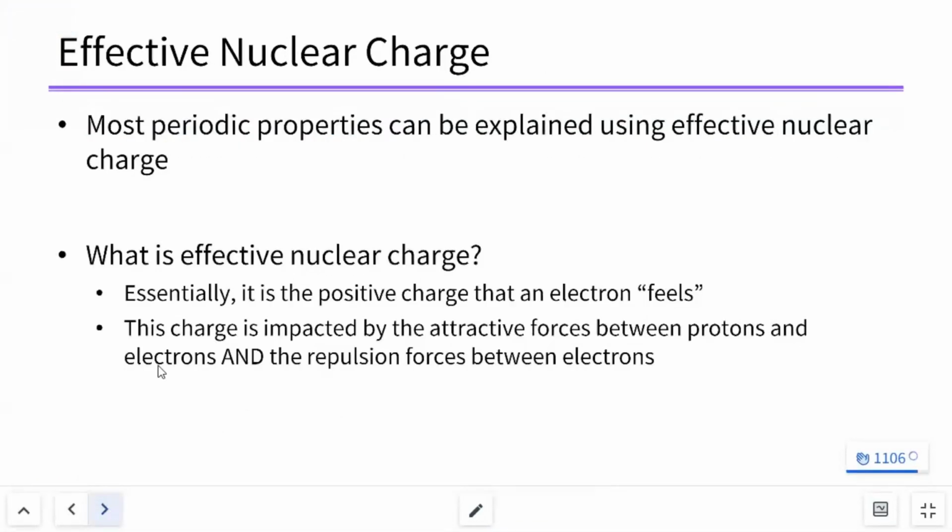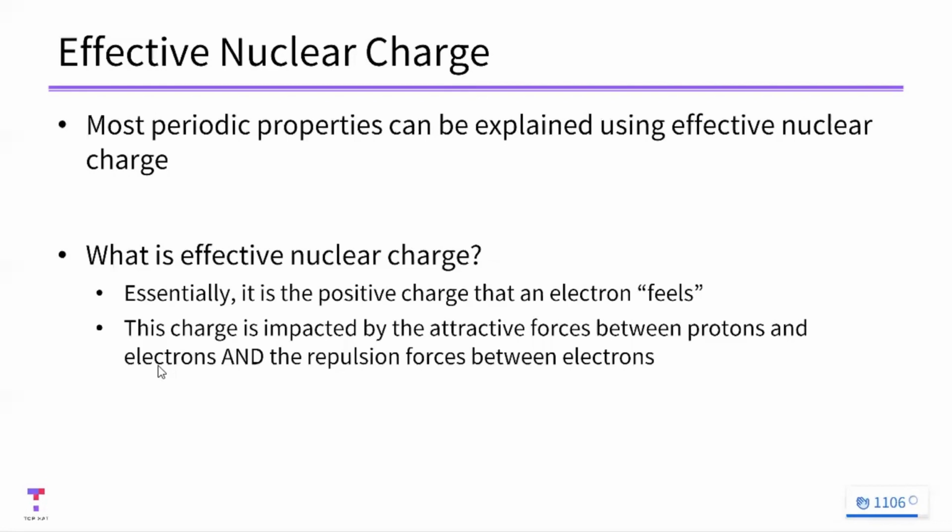Another trend that is interesting for us, and why I bring it up here, is because a lot of the other properties that we talk about can be explained through this thing called effective nuclear charge. Effective nuclear charge is best described as kind of the level of attraction that is felt by the electrons toward the nucleus.